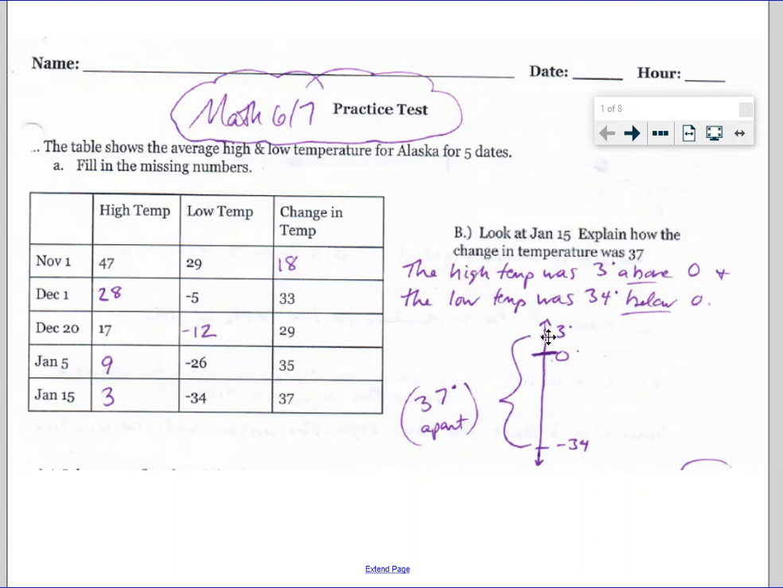So that's kind of where these three numbers are coming from: the high temp, the low temp, and then over here I just put the change in temperature because they're 37 degrees apart from each other. One is 3 degrees above 0, one is 34 degrees below 0. So you could add their absolute values of 3 and 34 and get that as well. But that is the first problem.